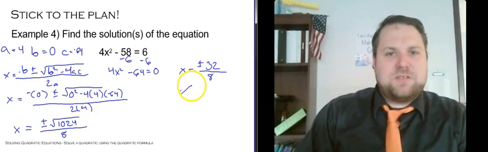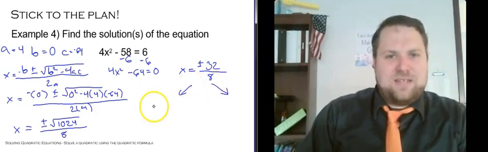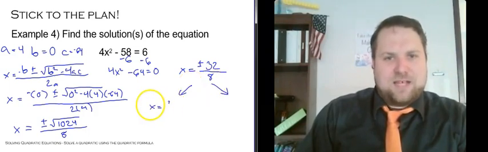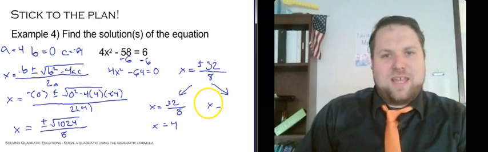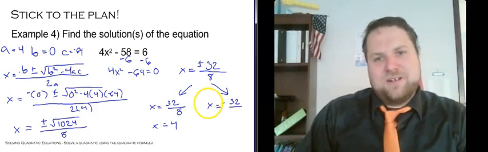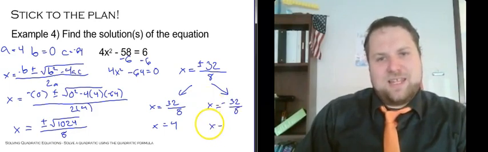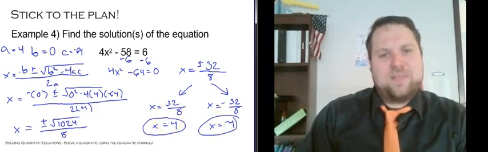So that leaves me with two possibilities. I could have x be positive 32 over 8, which you might recognize as 4, or x could be negative 32 over 8, which is negative 4. And so I have my two solutions there and there.